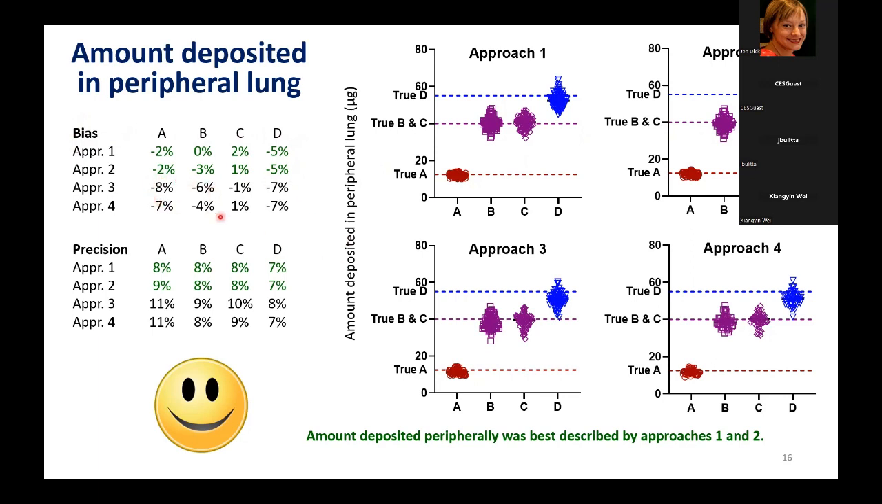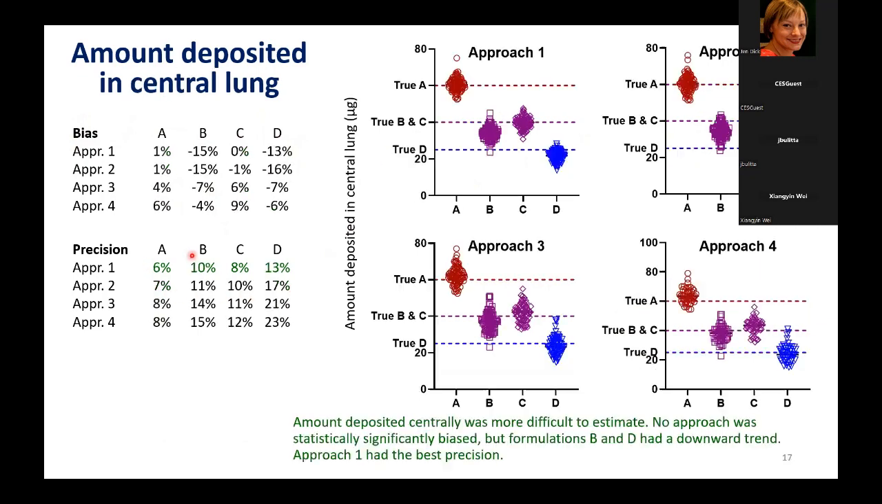Slightly worse were approaches 3 and 4. They were not far off for the amounts of drug deposited peripherally. And then precision, which is the standard deviation of those point clouds, was better for approaches 1 and 2. But overall, peripheral lung deposition, very good.